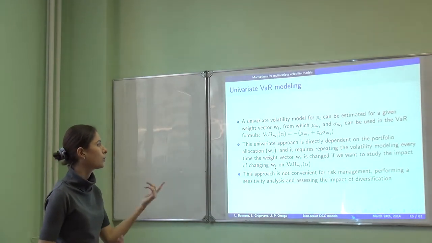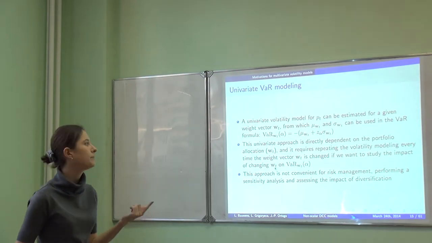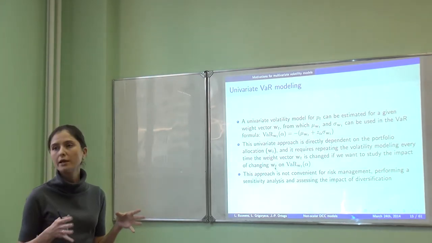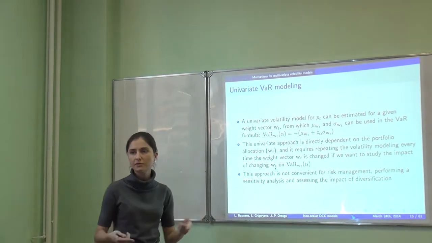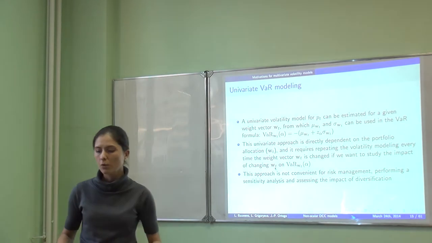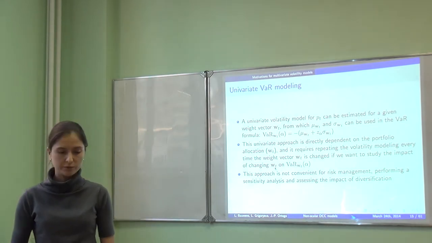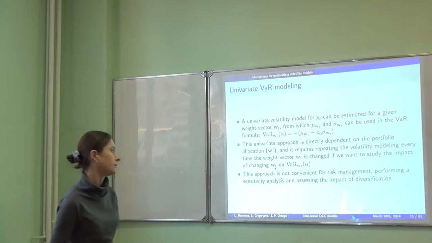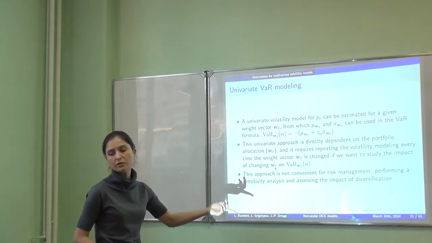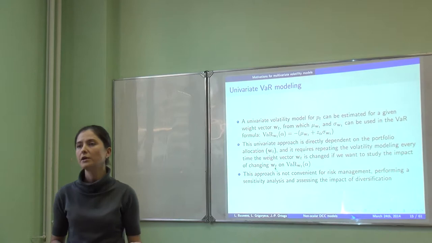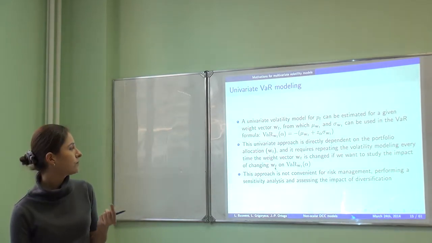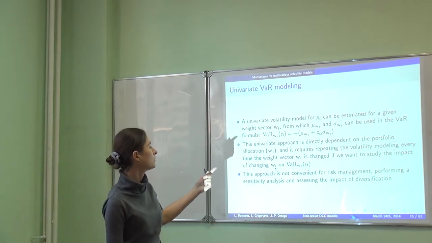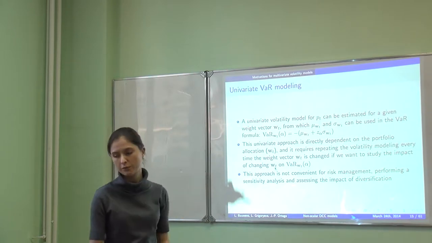And when we are working with a univariate approach, it's directly dependent on the portfolio allocation at the moment of time t. And it requires, of course, repeating the volatility modeling each time, at every moment t, if we want to measure it at some different t. And of course, it's not very convenient for risk measurement, because it's strongly dependent on the moment of time when we allocate the portfolio.